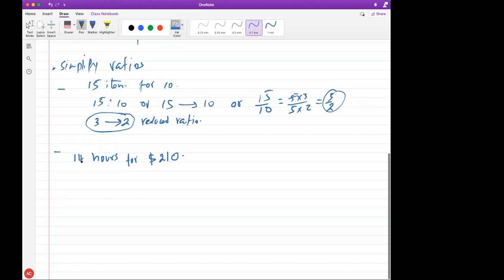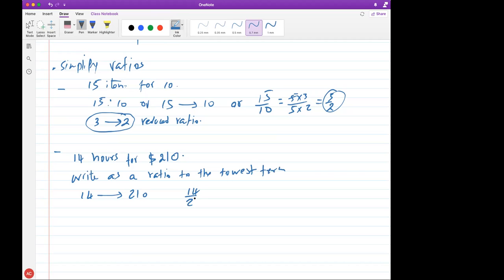So the first question might be write as a ratio to the lowest terms. Okay, so what would this be as a ratio? 14 to 210, which we can also write as a fraction. So in order to reduce a ratio, write it as a fraction and start reducing it.